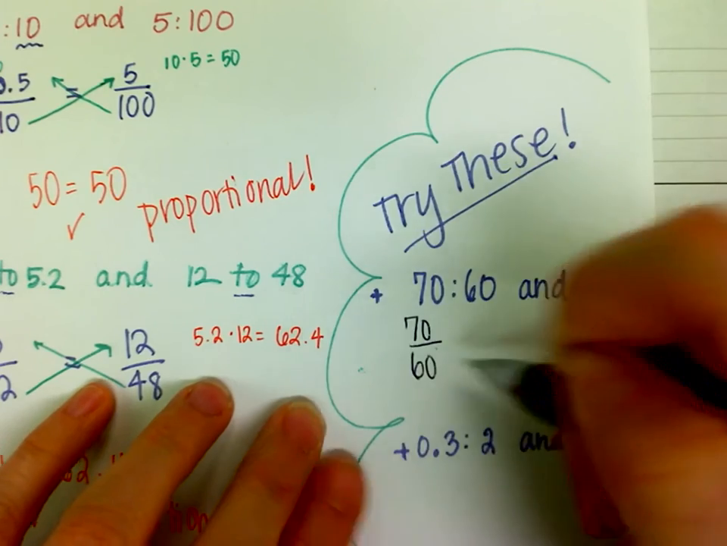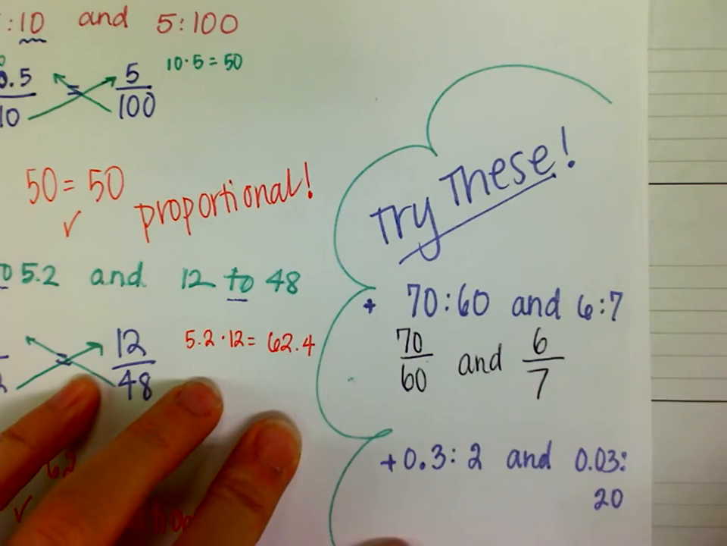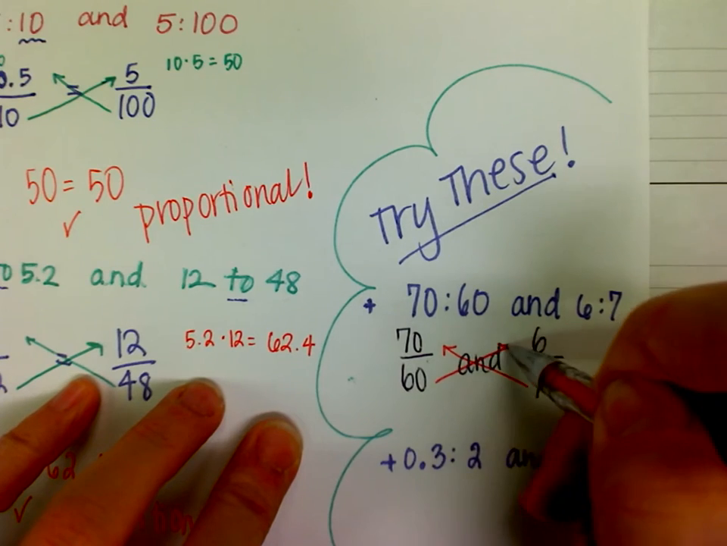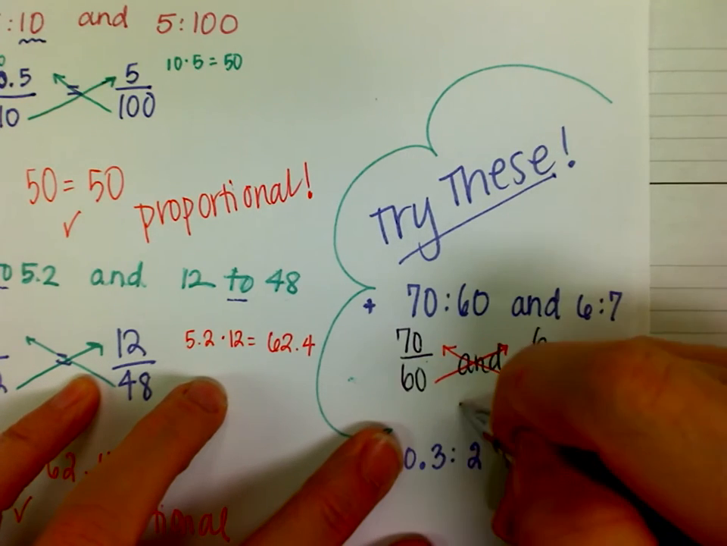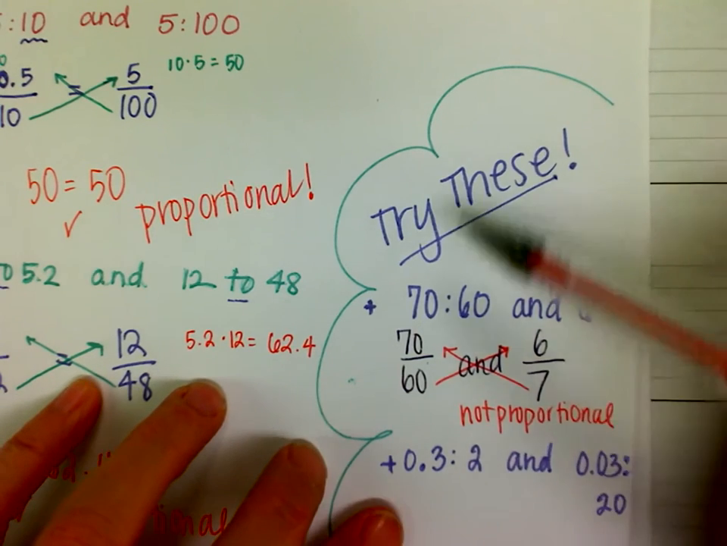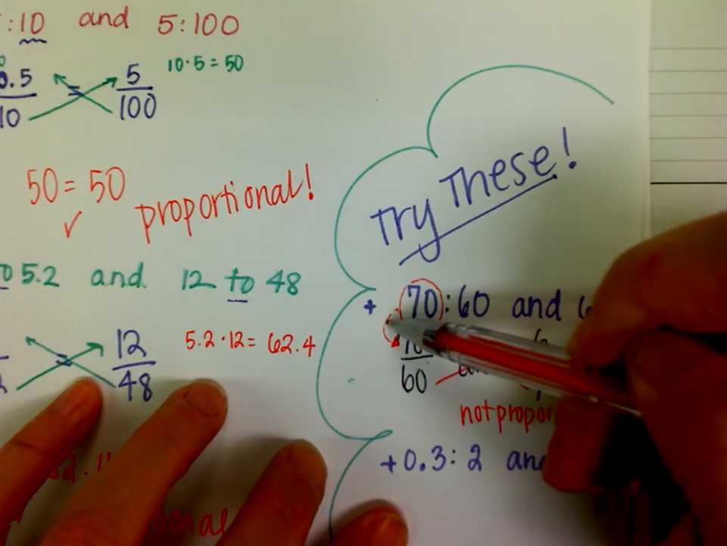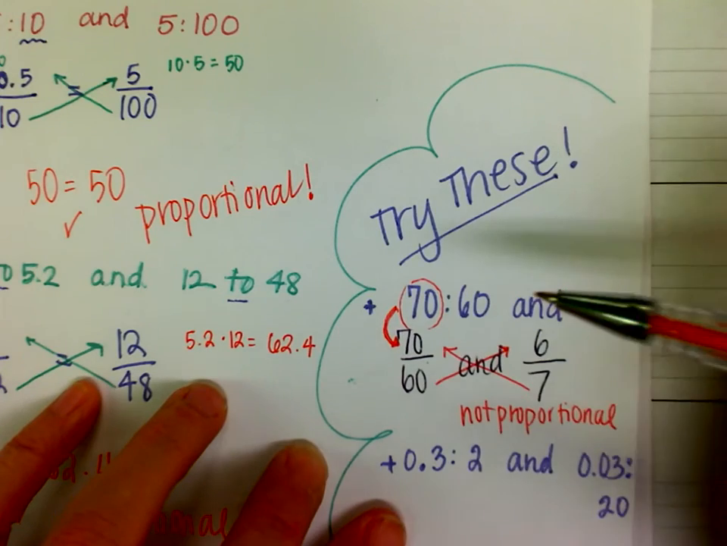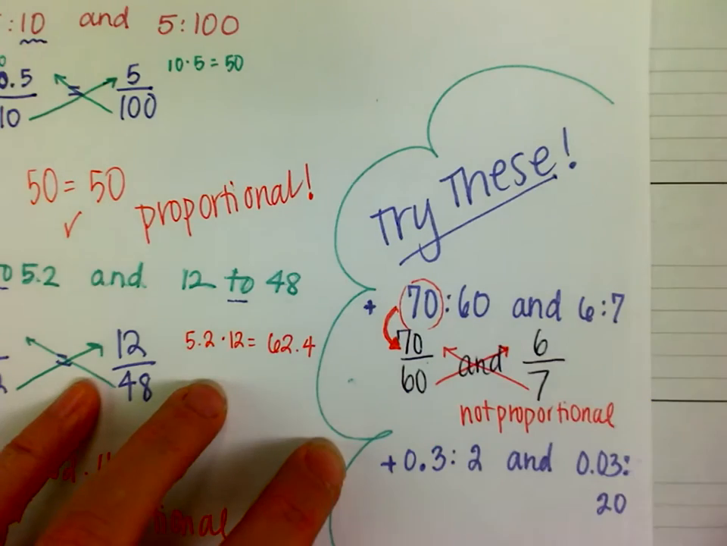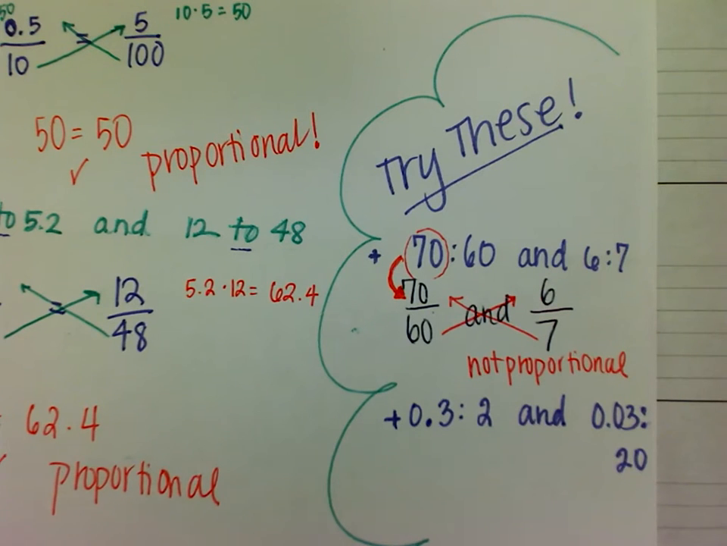You should have 70 over 60 and 6 over 7. When you do your cross products, 7 times 70 and 6 times 60, you should know it is not proportional. Reminder, the first number in a colon always goes to the top of the fraction. The number that comes first is the top, whether there's a colon here or the word to. Go ahead and work on the second example.